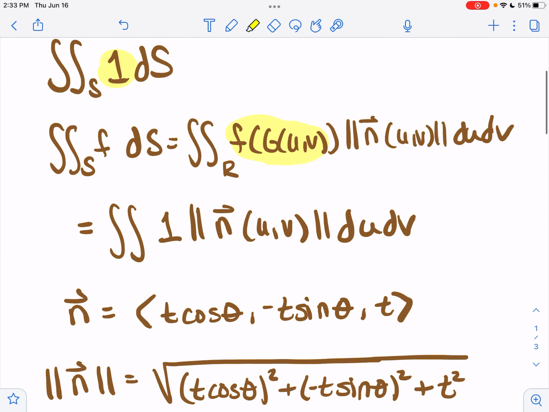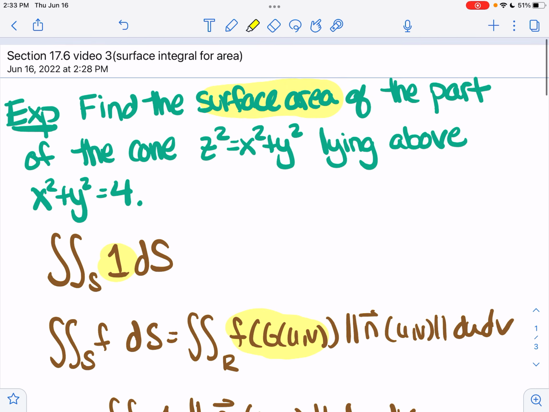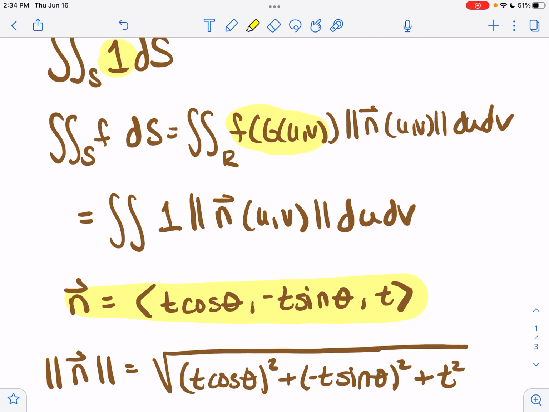A lot of the work was done in the previous example where we had to find the normal vector. And having the normal vector helped a lot here. And it was also nice, the fact that we were integrating 1 made the integral easier to deal with.